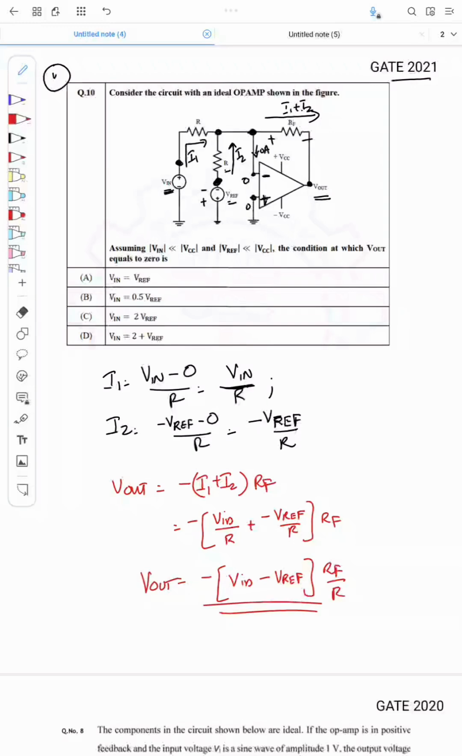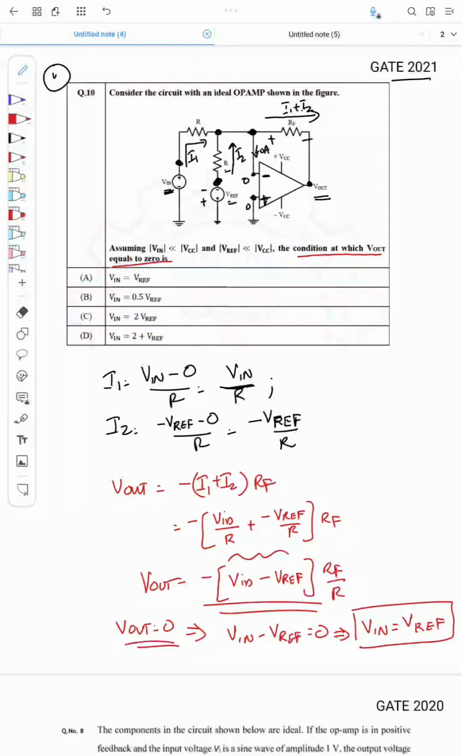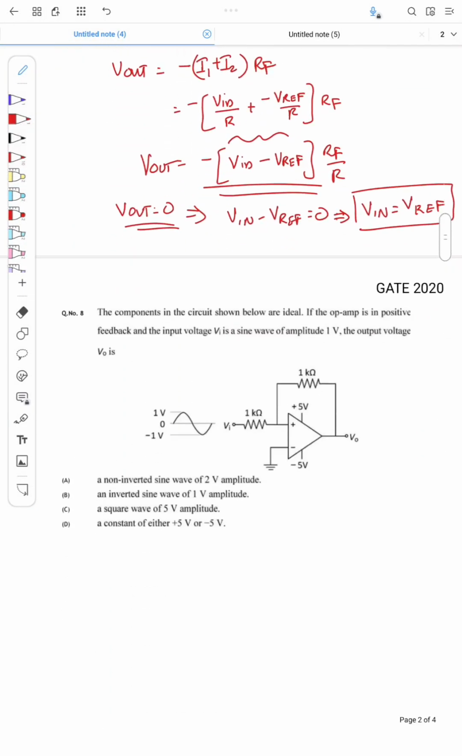The question is: what is the condition at which Vout equals 0? When does Vout equal 0? That is when the bracket term is equal to 0. So Vin minus Vref equals 0, which indicates Vin equals Vref. So Vout is 0 when Vin is equal to Vref. The answer is option A. So that is question 1.